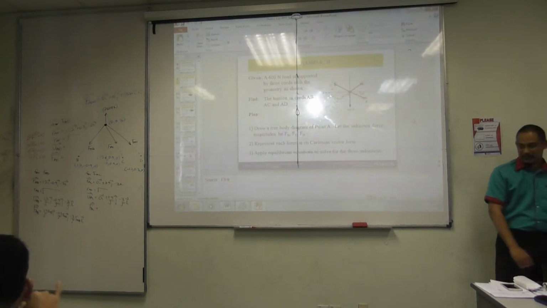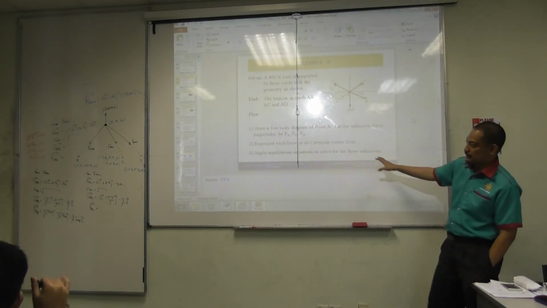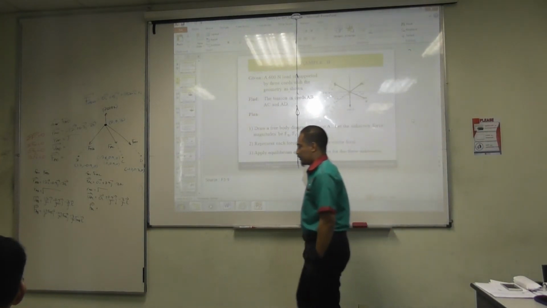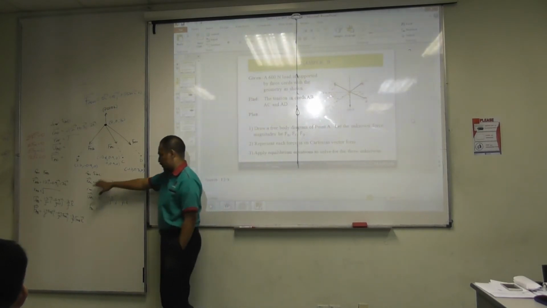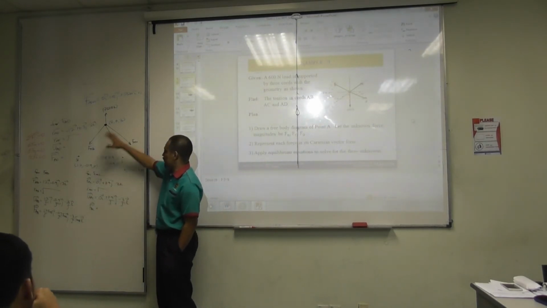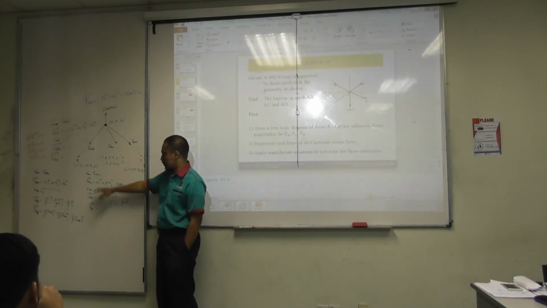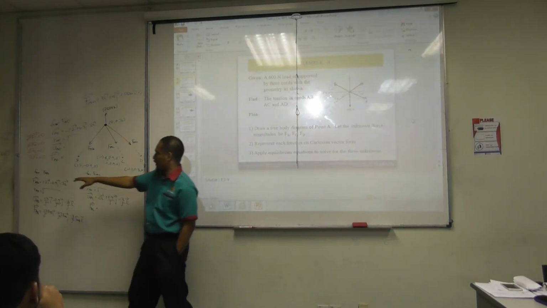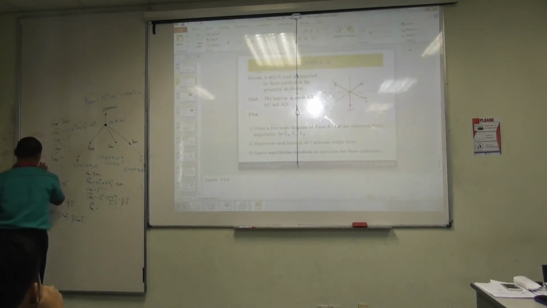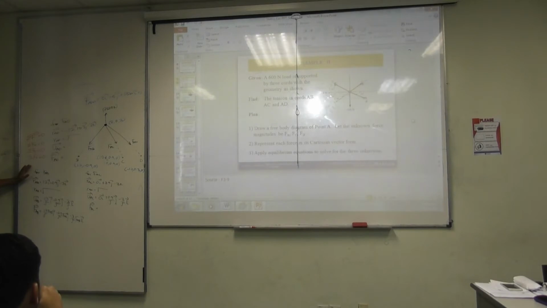Any question? But the concept is straightforward, right? This part is chapter 2: how to get from force into vector. The new part is just applying summation of force equal to 0, either 2D or 3D, and then just calculation. So there's nothing much to talk about, except the question can be quite tricky in the sense that it can test you on this part.